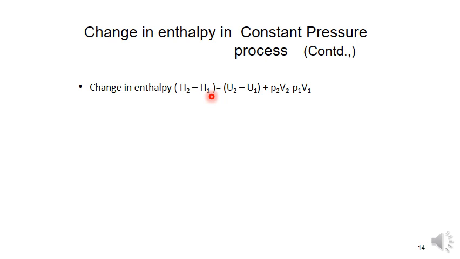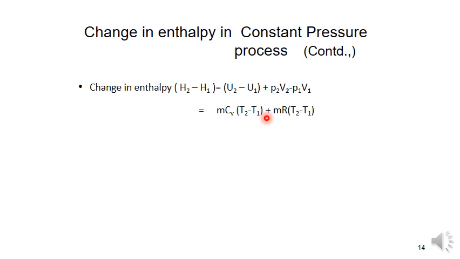Previously we know that at constant volume process, U2 minus U1 is equal to mCv (T2 minus T1). And P2 V2 minus P1 V1 I am writing as mR (T2 minus T1). So U2 minus U1 is equal to mCv (T2 minus T1) plus, using the characteristic gas equation PV is equal to mRT.